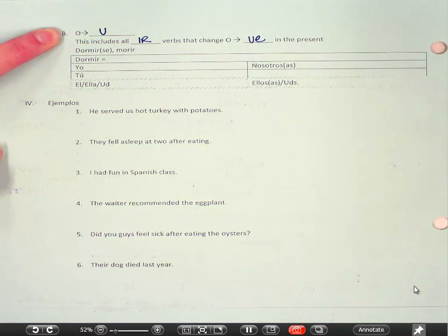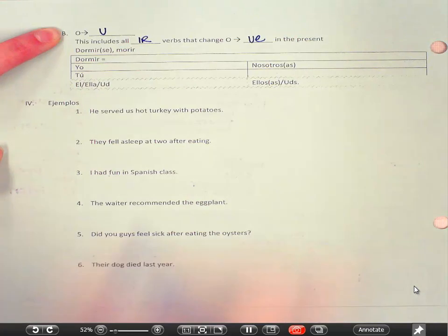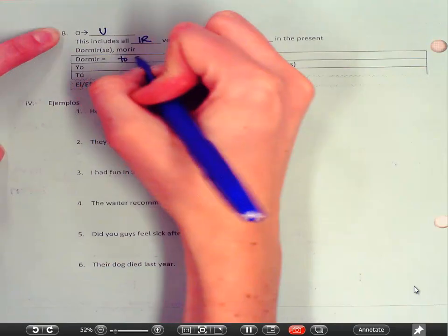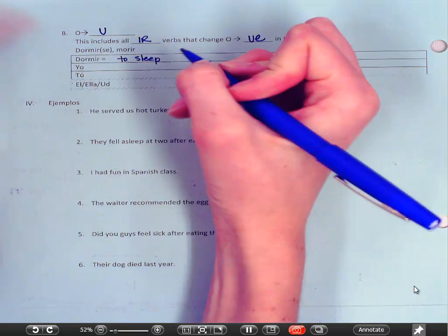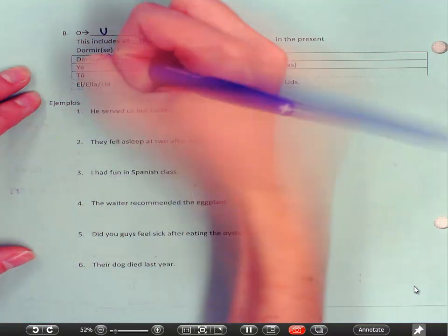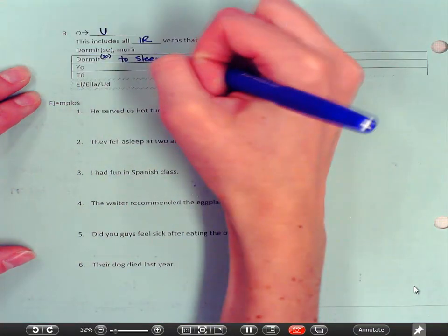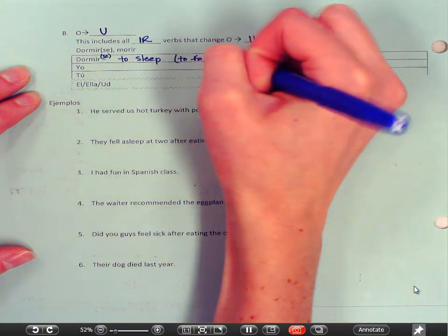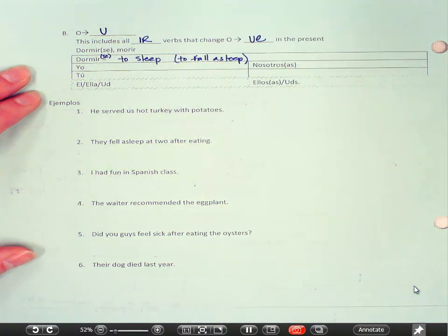That was an announcement. This includes all IR verbs that change from O to UE in the present. So we've got dormir and morir. Dormirse is reflexive, and we'll conjugate it out. We have the boxes here for just dormir, which is to sleep. To fall asleep would be the reflexive of dormir, so I'll conjugate it as though it were reflexive. I'll put this se up here, to sleep or to fall asleep, because if it's reflexive, you're doing it for yourself, so you yourself are falling asleep.